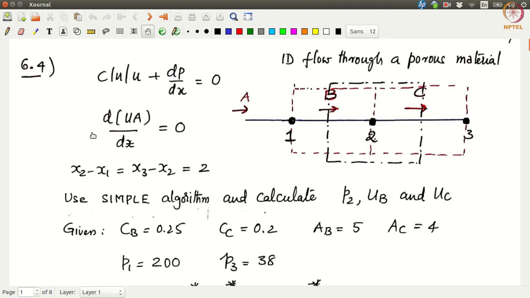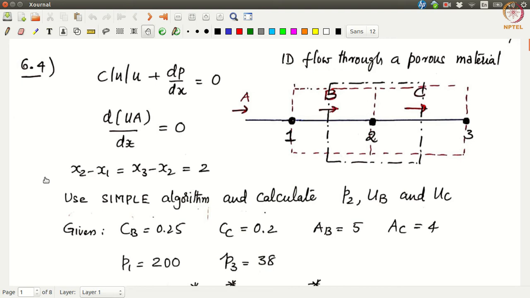So in the last lecture we looked at three problems from Patankar's book, from chapter 6. We looked at 6.4, 6.5 and 6.7. These three problems, we formulated them and set up the SIMPLE algorithm loop. So in today's lecture we're going to see the corresponding programs for these problems, run them, and obtain the answers.